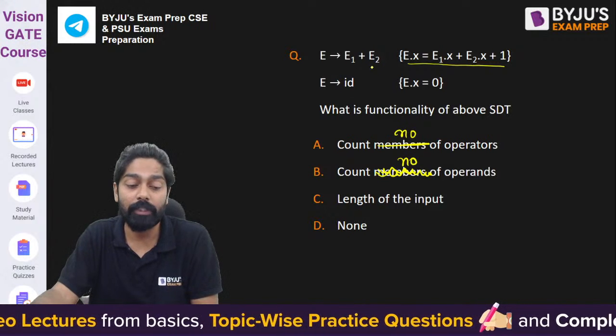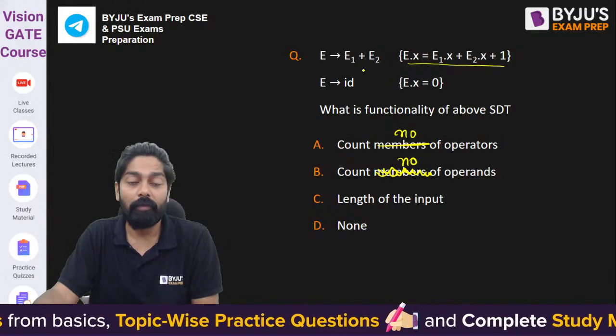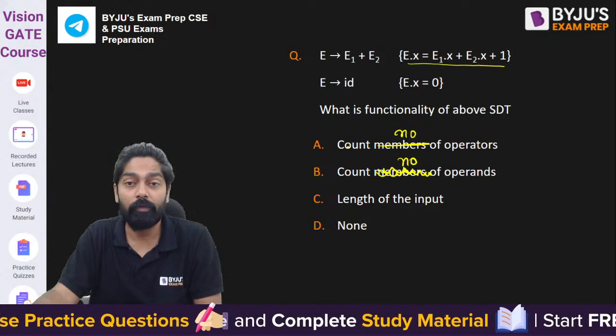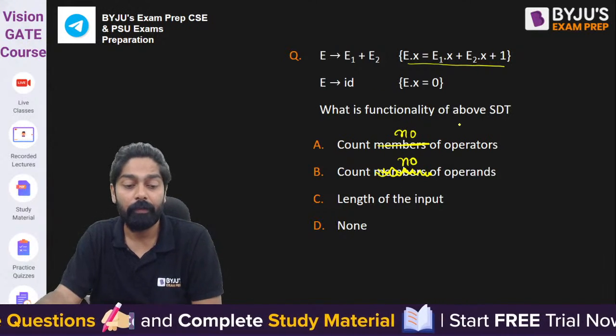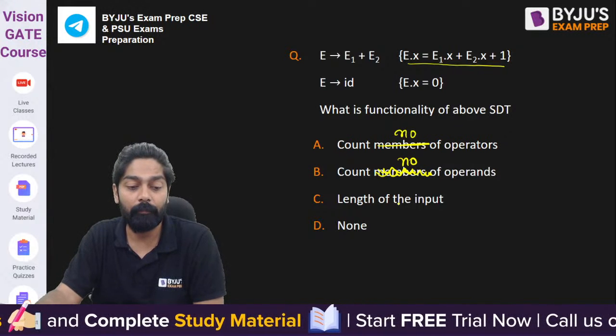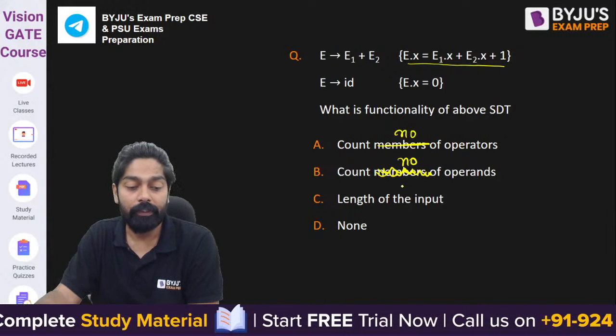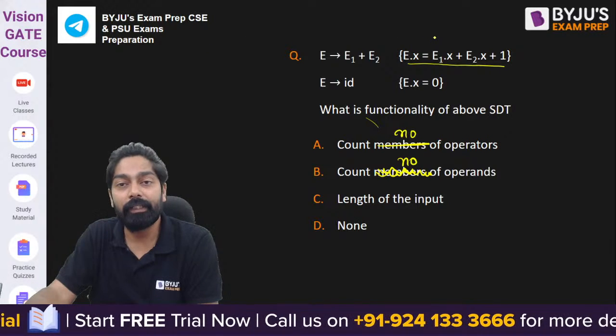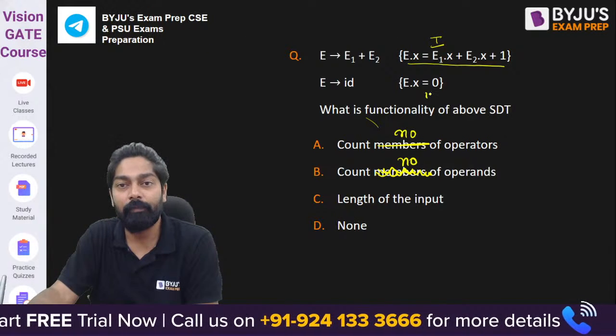See the output that is given. Try for ID plus ID plus ID. Okay, someone is telling B, counting number of operands. Someone is telling C, length of the input. Okay, Satya saying C, length. Okay, fine. See clearly here. So this is nothing but the first semantic rule, and this is nothing but the second semantic rule.